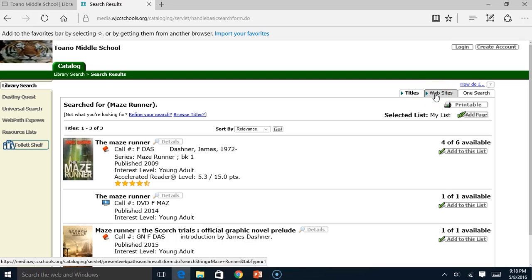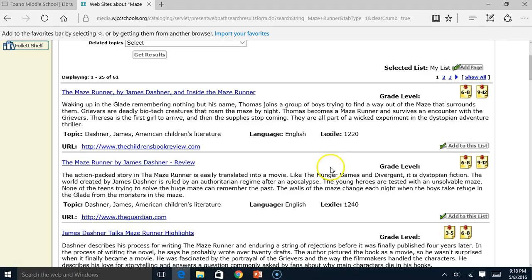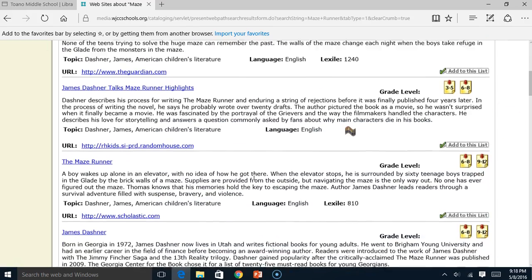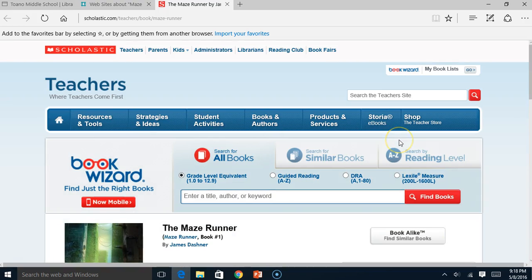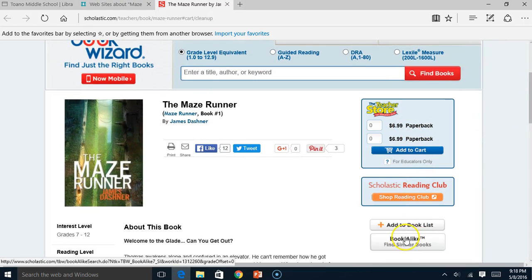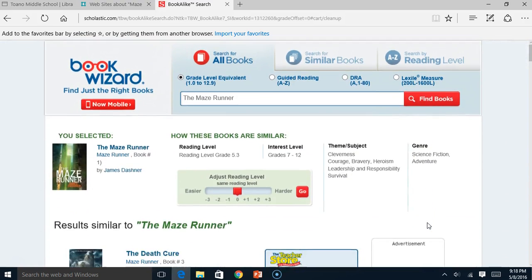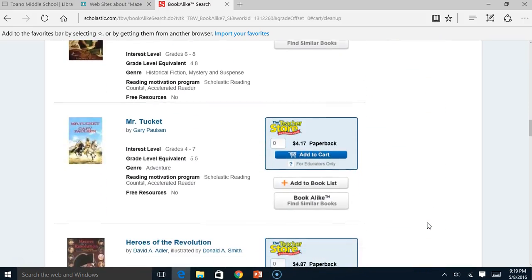You could, if you wanted to, take a look at websites that may have some links to the Maze Runner series. For example, one of my favorites is Scholastic. If you're looking for some more information on this, you can certainly use one of these website addresses to look for some more information on it. Of course, they want to sell you the book, but what I like about going here is to look at the book alike, finding similar books to the Maze Runner. So if you like Maze Runner, you might like some of these other books. Notice the whole Maze Runner series and then some.